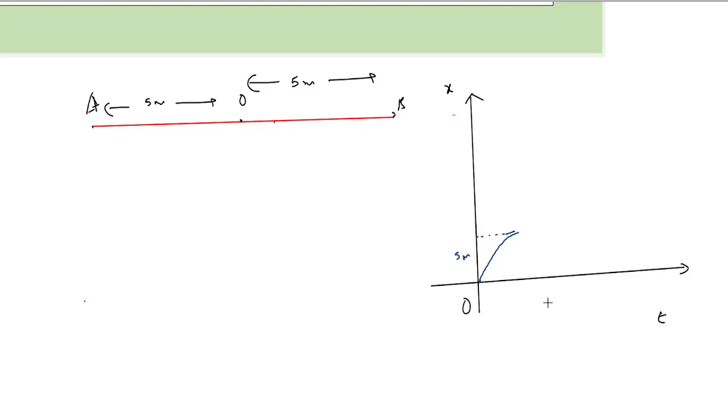It will stop at point B, and will again come down. So it's coming down towards point O. It will have a decreased displacement. So it is decreasing. It comes to point O, it will have 0 displacement. Again, it reverses direction, so it will again have a displacement of 5 meter in the reverse direction.